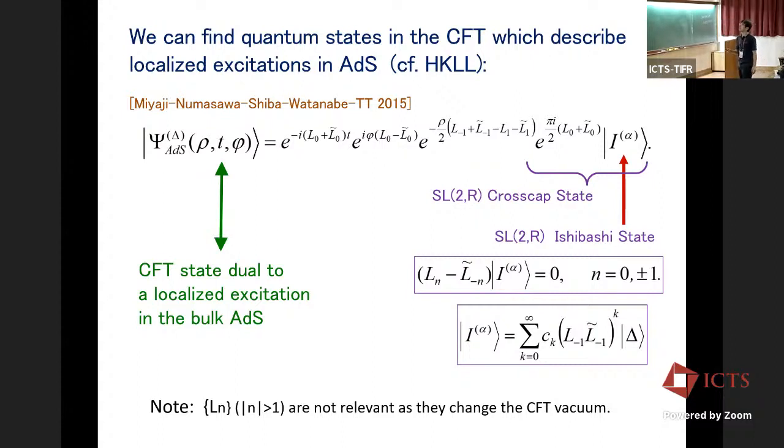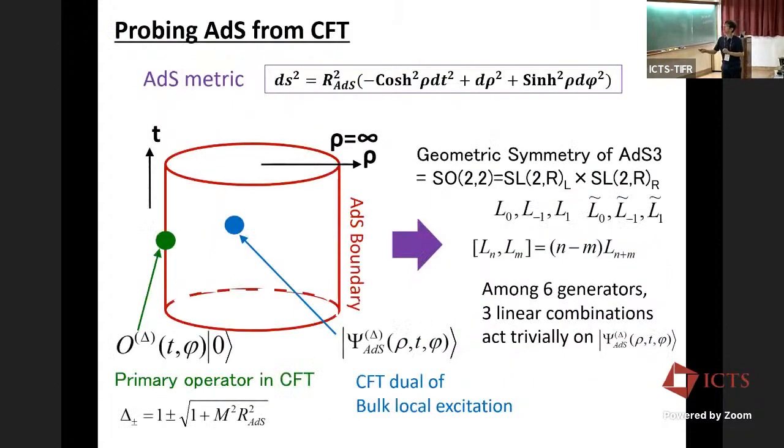And we have some small time transition that makes this state a cross-cap state rather than a boundary state. And then what about the dependence on rho, t, phi? t is of course Hamiltonian evolution, and phi is a rotation like L0 and L0 tilde, and rho is a non-trivial one, and that actually turns out to be given by this generator. So that way we can move this excitation in the bulk AdS to any point.